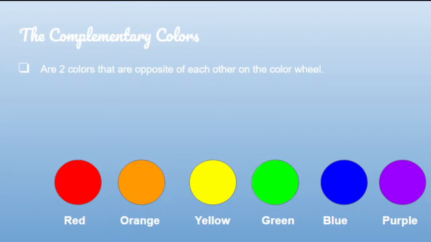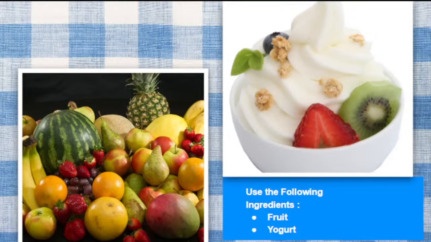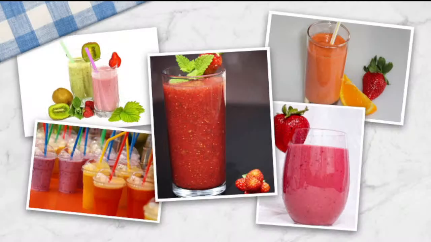Our sixth lesson is how to make a fruit smoothie. It's easy to make a fruit smoothie. First, use the following ingredients. You can put any type of fruit except apples. Now, the following ingredients are fruit and yogurt. And by using it, you can create a delicious fruit smoothie, as shown.